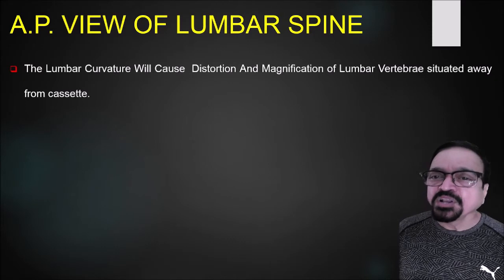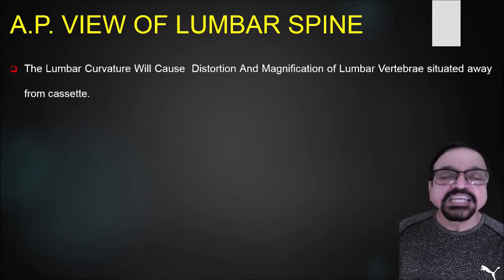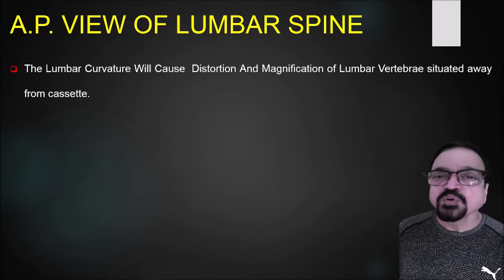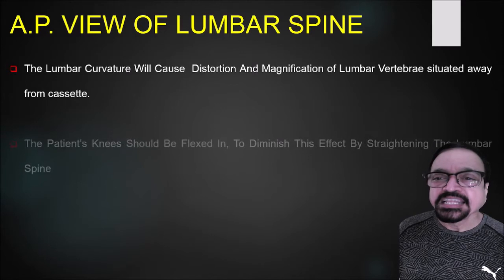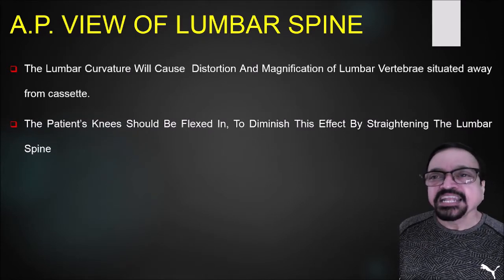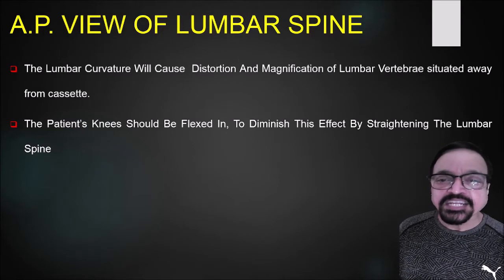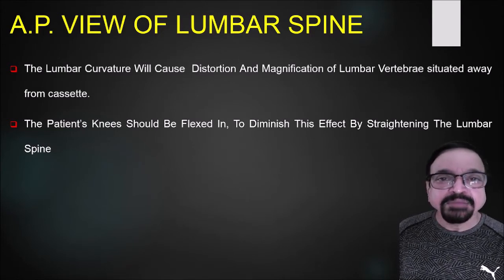Lumbar curvature will cause distortion and magnification of the lumbar vertebrae situated away from the cassette. So whichever vertebrae are away from the cassette, whichever has got angulation, they will cause a distortion. Now for that, how should the technician modify it? The patient's knees should be flexed to diminish the effect by straightening the lumbar spine.